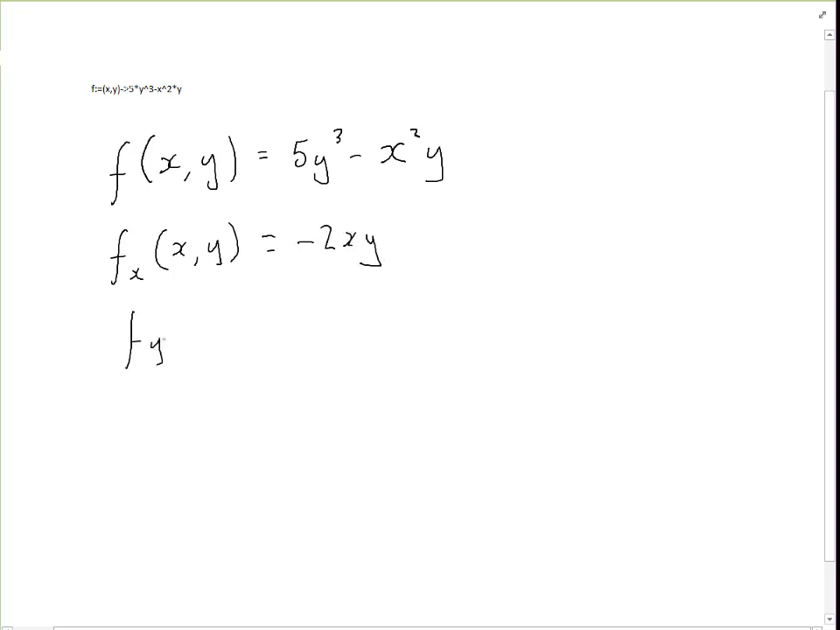Now for the other one, this is now a variable, so we have 15y squared. This is constant, so it's just the y. Then y to the power 1, so you just have minus x squared. So those are the two partial derivatives.